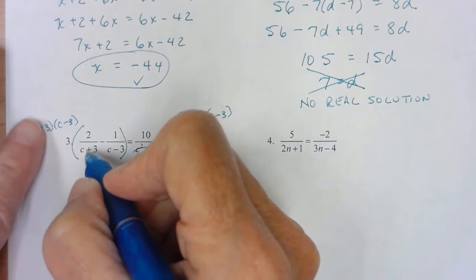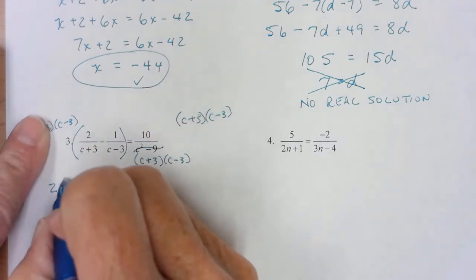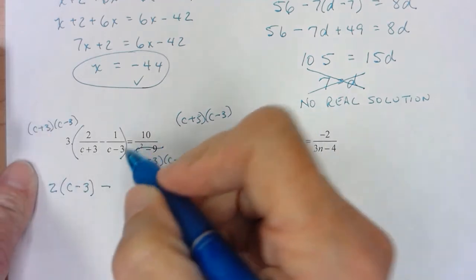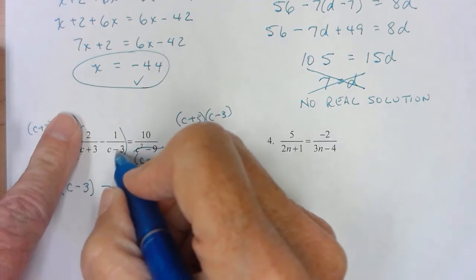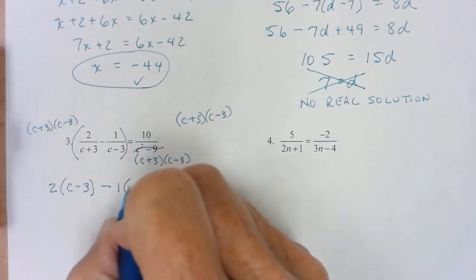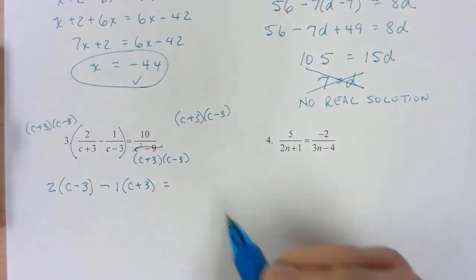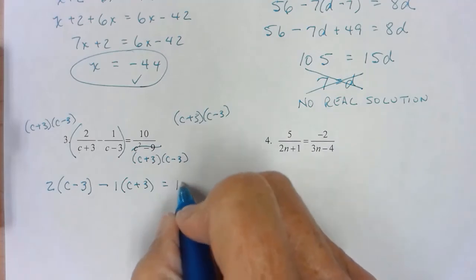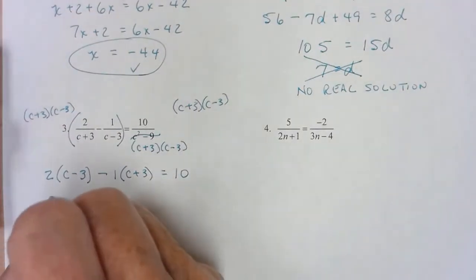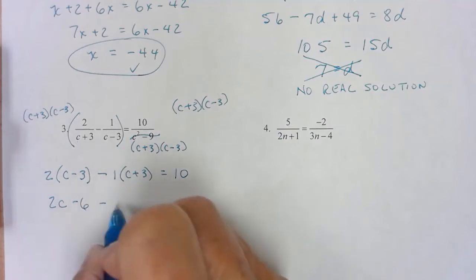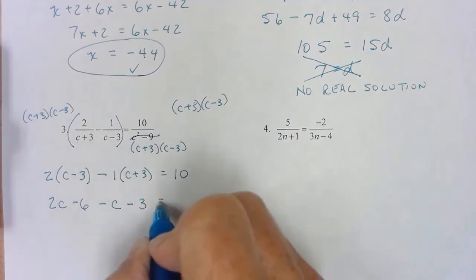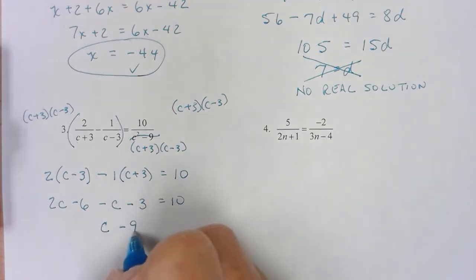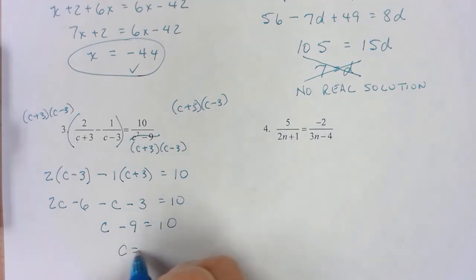On this side, the c plus 3's would eliminate for that first fraction, leaving me 2 times c minus 3, minus the c minus 3's would eliminate here, so I'd have 1 parentheses c plus 3. Oh, this is nice. The c plus 3 and c minus 3 both cancel on this side, so I have 10. So let me distribute: 2c minus 6 minus c minus 3 is equal to 10. Combine like terms, I've got c minus 9 is equal to 10, or c equals 19.